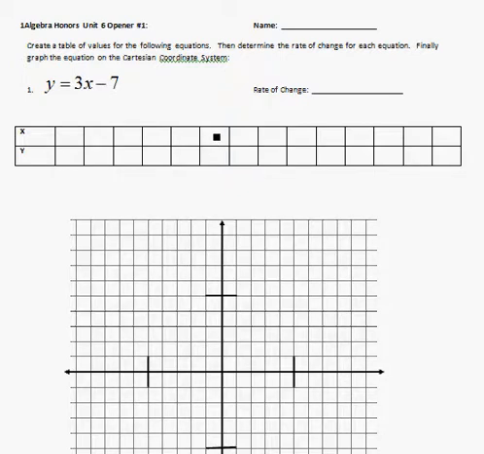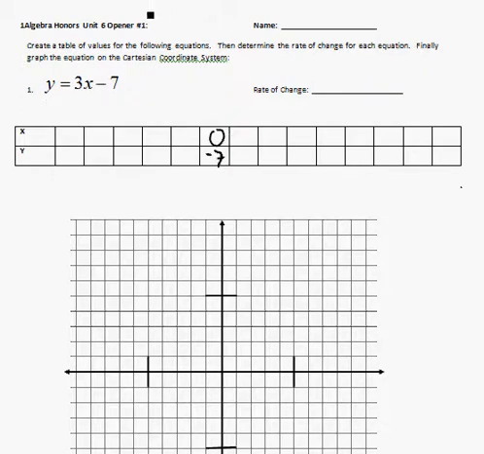So for instance, we could choose 0 as an input. If we choose 0 as x, then 3 times 0 is 0, and 0 minus 7 is negative 7. So when x equals 0, y equals negative 7.